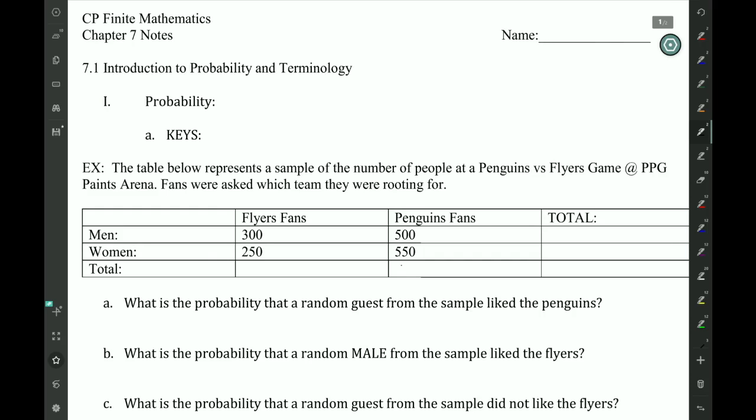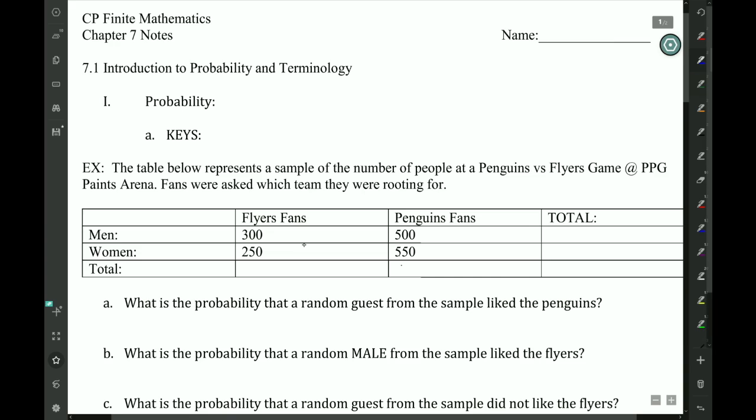Welcome to Chapter 7.1, the Introduction to Probability. A lot of these topics are going to deal with counting techniques, but let's get right into it.